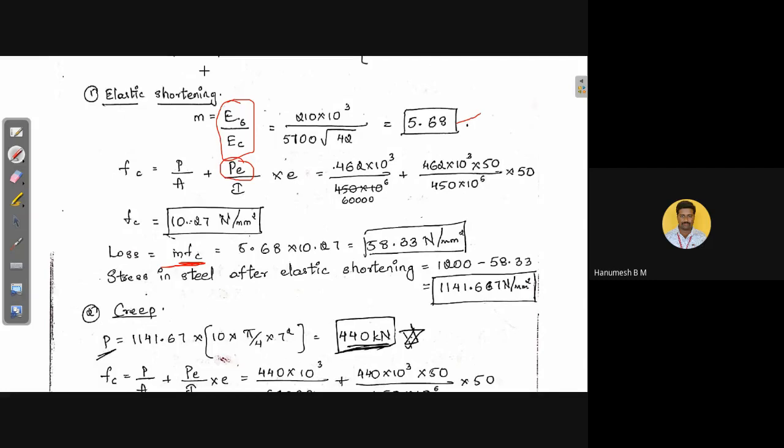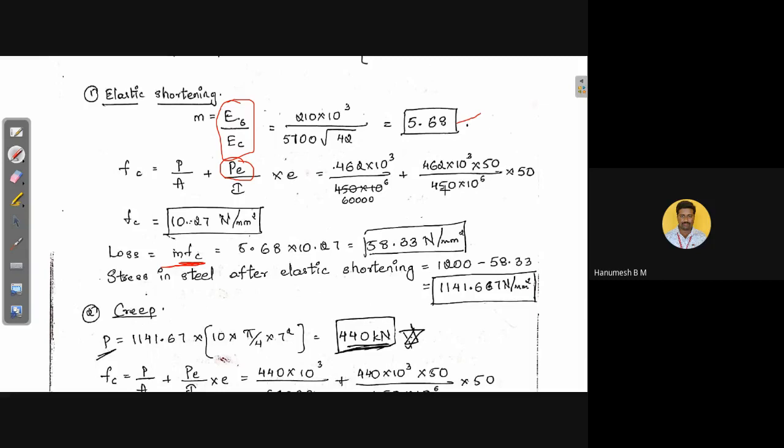Now on simplification, P indicates the initial pre-stressing force, Pi. We have calculated it in the previous step. Pi is equal to 462 into 10 raised to 3 Newton. So 462 into 10 raised to 3 divided by area of the concrete, 60,000 mm square, plus P into E, where P is the pre-stressing force in the cable, 462 into 10 raised to 3 Newton, into position of the cable 50, divided by moment of inertia BD cube by 12.